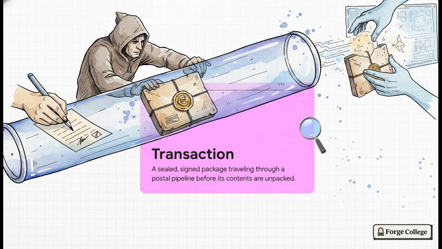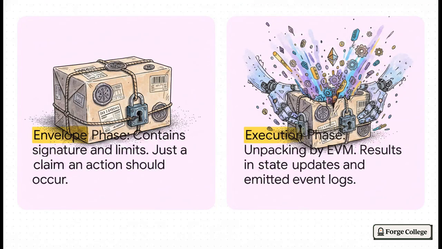Honestly, it perfectly bridges the gap between digital state and a delivery system we all already understand. Now, this right here is where a ton of developers get tripped up, so pay attention to the separation of concerns. We have the envelope phase and we have the execution phase. The envelope contains the rules, your digital signature, the sequence rules, and your postage limits. At this stage, it is just a claim that an action should occur. Literally nothing has happened yet.